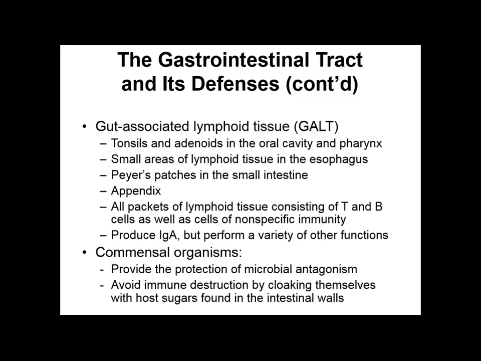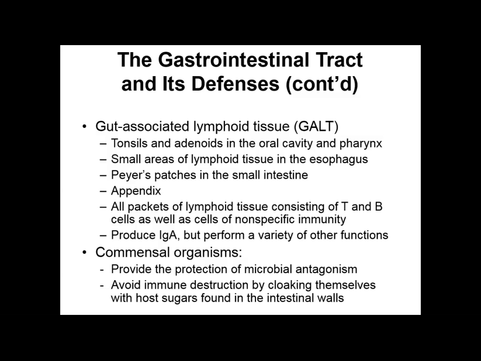This gut-associated lymphoid tissue is a generic term that refers to any tissues of the GI tract that has an immune function. So if you look at the tonsils and adenoids within our mouth, our upper GI tract, our oral cavity, we have some lymphoid tissue there. We're also going to have very small patches of lymphoid tissue within the esophagus. The esophagus is not noted typically for having lymphatic tissue or lymphoid tissue, but it is present.